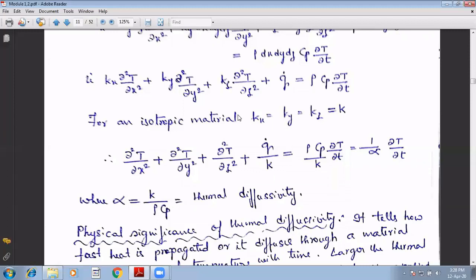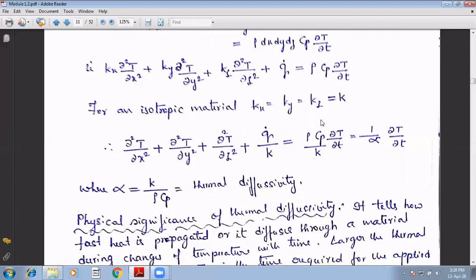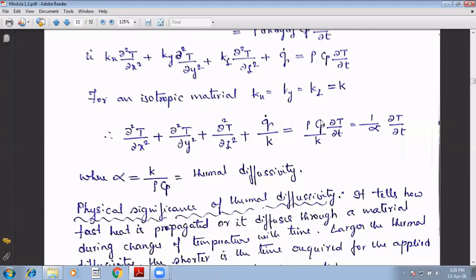Now, if you consider the material to be isotropic, it means at that element, the value of kx is equal to ky is equal to kz, which is equivalent to k. If I take that and divide it into the above obtained expression, I will get del square T upon del x square plus del square T upon del y square plus del square T upon del z square plus q by k is equal to 1 over alpha into del T by del t.